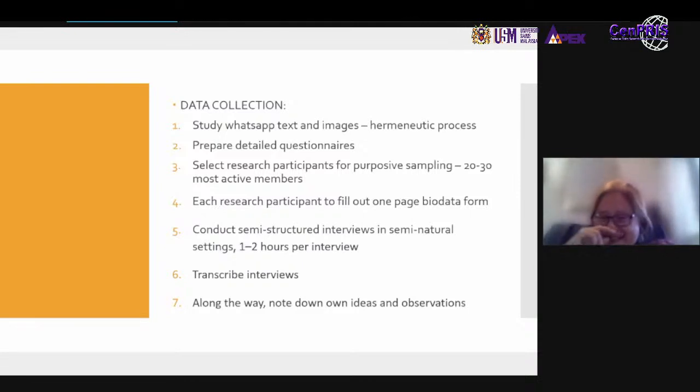And then select the research participants for purposive sampling. So I will get the most active members. So maybe 20 to 30 active members. I don't know whether we have 20 to 30, but it should be at least 15 to 20 that I can think of. So each research participant should fill out a one-page biodata form so that I have the essential biodata, and then conduct semi-structured interviews in semi-natural settings, 1 to 2 hours per interview, transcribe the interviews, and then along the way, note down my own ideas and observations.